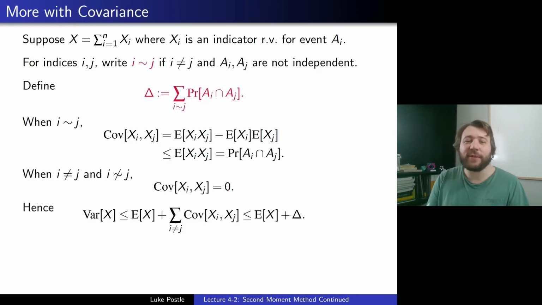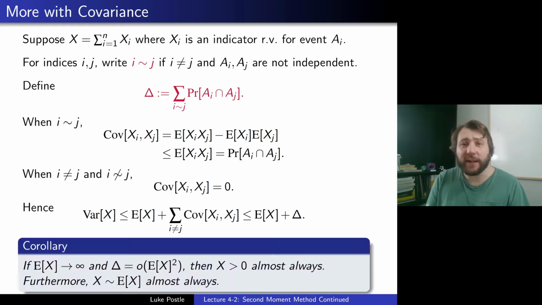So what good is all of that? Well, we can then conclude that the variance of X is at most E[X] plus the sum of the covariances. We showed this last time: it would be the sum of the variances, which, since they're indicator random variables, will be upper bounded by their probabilities and thus the expectation. But then for the sum of those covariances, we can replace the upper bound with this Delta. So what does that mean? If we can just bound Delta, if we can just bound these probabilities, these covariances coming from the dependent pairs, then we can make progress.